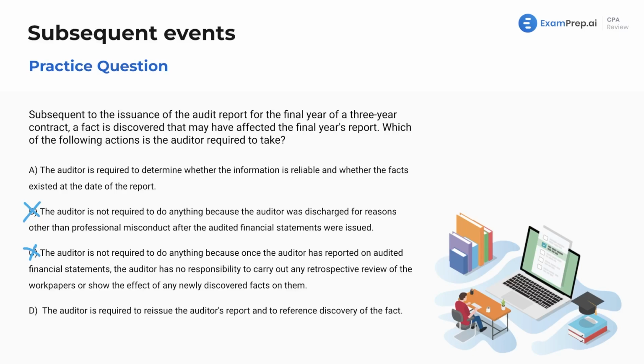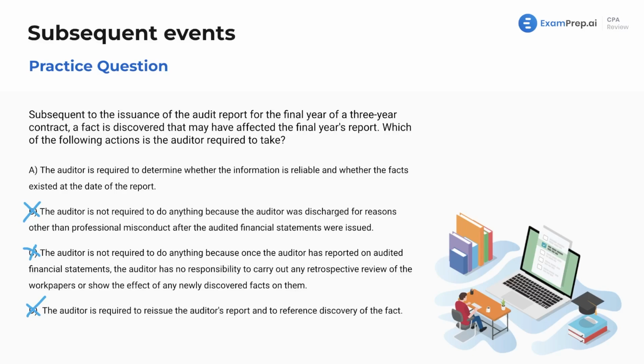So regardless of this happening before the financial statement, before the audit report date, or after the audit report date, we need to consider these items. And are they material? Do they require additional consideration for disclosures or adjustments? So they're not required to reissue the auditor's report. They may be required to eventually, but the first step is determining if the information is reliable.